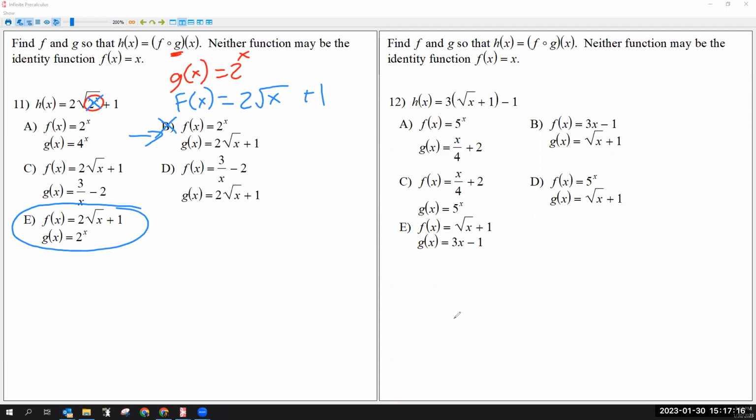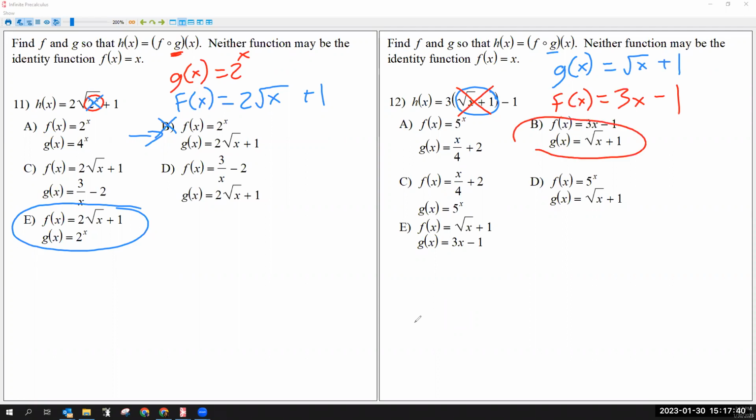Same thing for number 12. It's a little bit more obvious. There's my inside function. G is the inside, because it's the second one. So that's square root of x plus 1. Well, what is g inside of? If I replace that with an x, I'd get f of x equals 3x minus 1. And let's match that up. It matches up to answer choice B. But notice that E was waiting on me to get those backwards. So careful there.